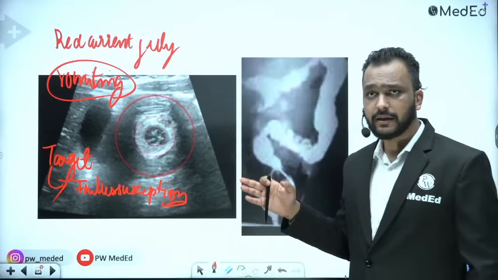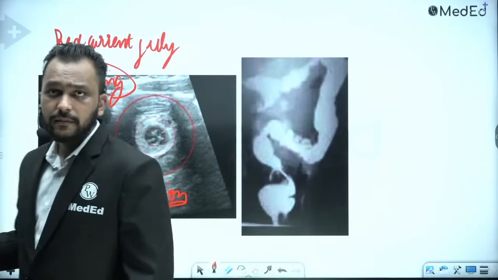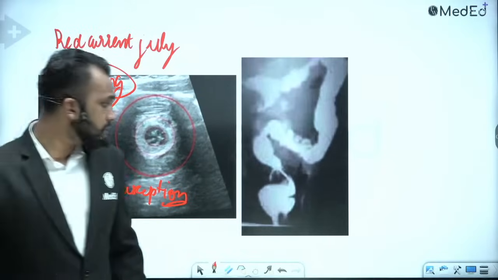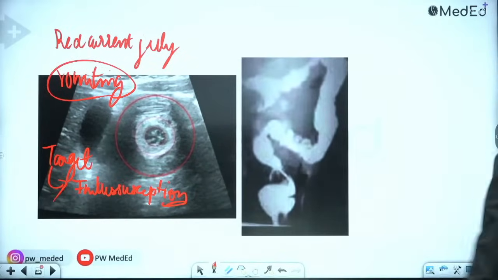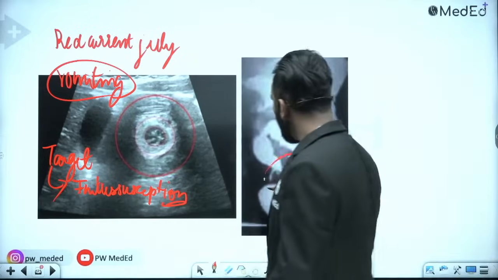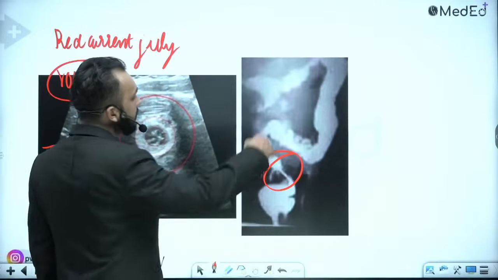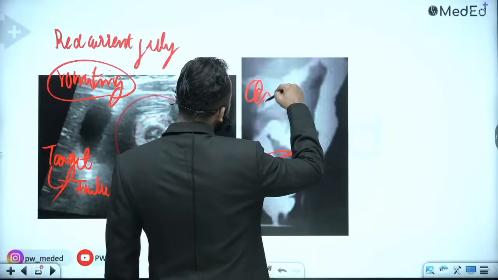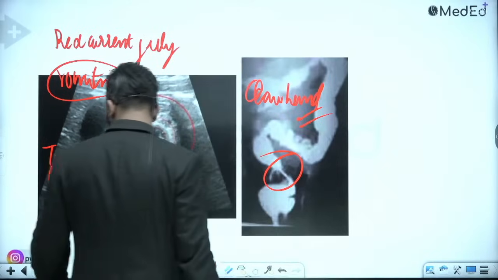Yes, triple bubble is seen in jejunal atresia. And this is your barium enema image, in which you can see the claw sign. So claw sign is seen in barium enema in patients with intussusception, claw hand sign.